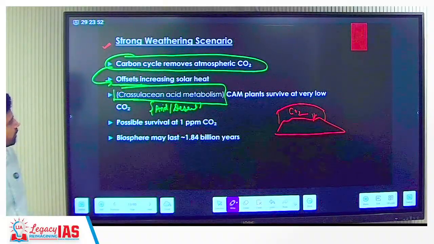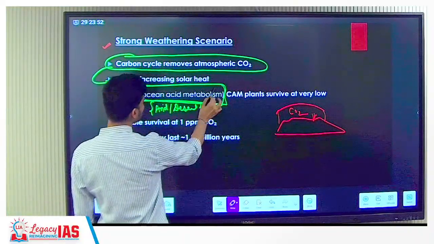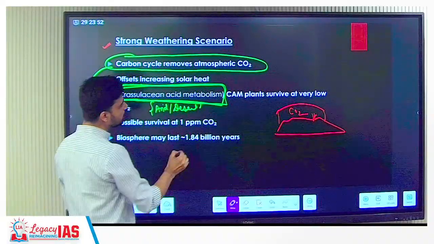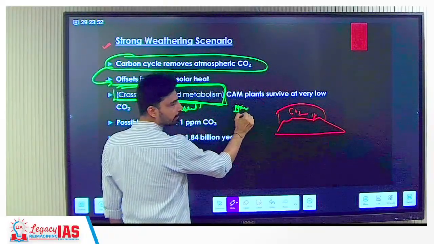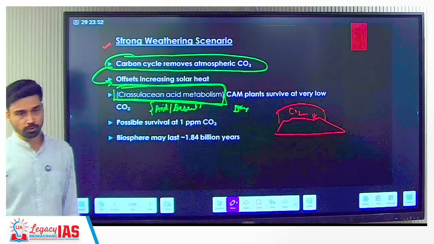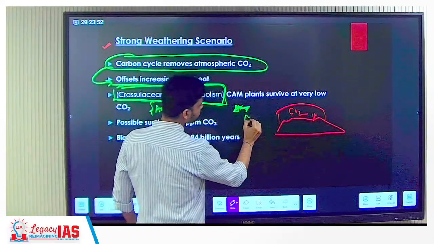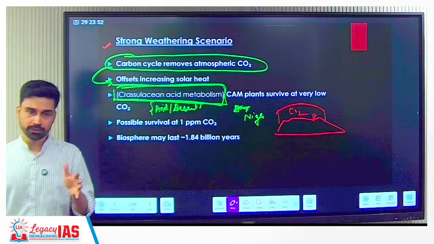So xerophytic vegetation like cactus, in arid areas, these plants participate in a metabolic process called crassulacean acid metabolism. That means they only absorb CO2 during what time? Daytime. Okay, so daytime they absorb CO2 and then store it, right? Sorry, not daytime, nighttime. In nighttime they absorb CO2 and store it. In daytime they do not open their stomata.